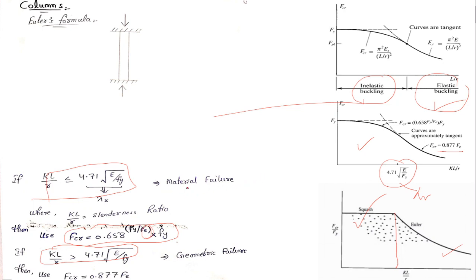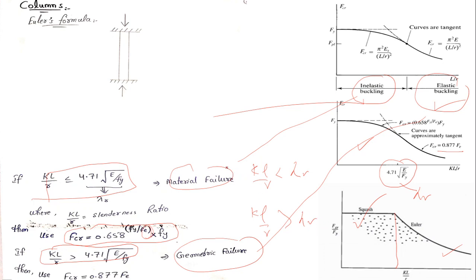Sometimes you may have material failure, which means inelastic buckling. If you have a geometric failure, it means you have elastic buckling. Here KL by R should be less than lambda R, and lambda R is, you know, this. Here KL by R is greater than lambda R. So this region is the squash region. Here you will use the squash equation. Here you will use the Euler equation.